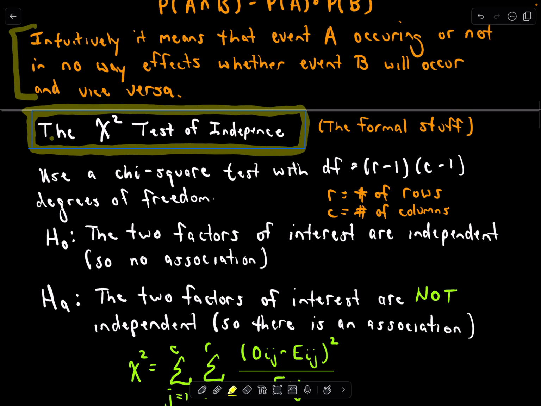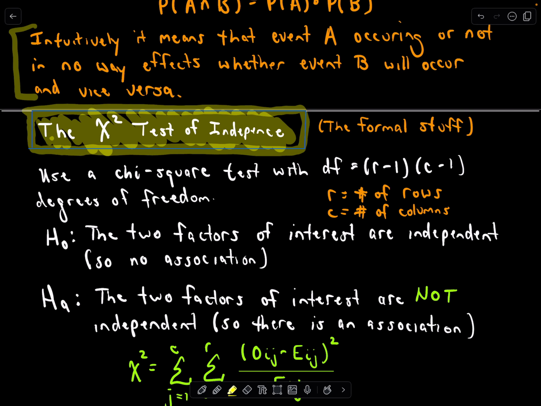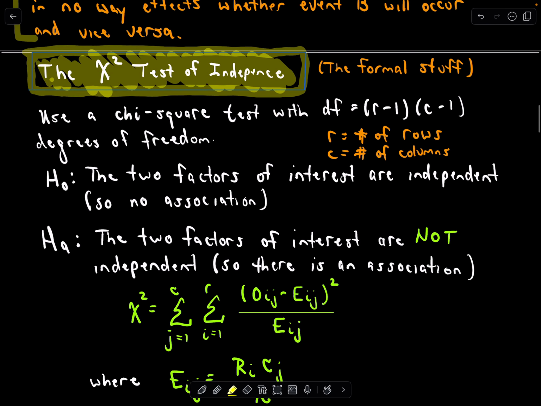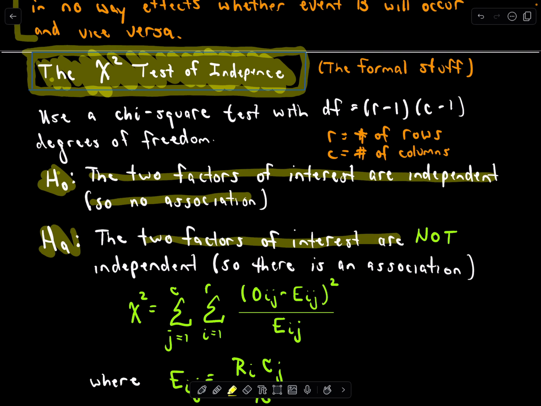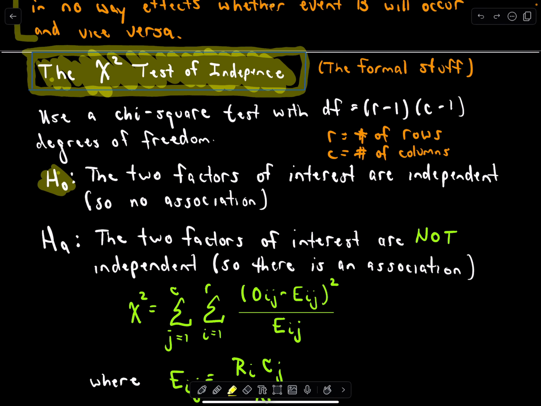Okay, so let's go over the formal stuff. Again, there's not a lot to do other than to talk about stuff, and then you'll see that the mathematics actually isn't that bad. So this is going to be the chi-square test of independence. Ultimately, we're going to do a hypothesis test. Our null hypothesis is that the two factors of interest are independent, which means there's no association. Our alternative hypothesis is that the two factors of interest are not independent. So yes, there is some sort of association going on between those two events.